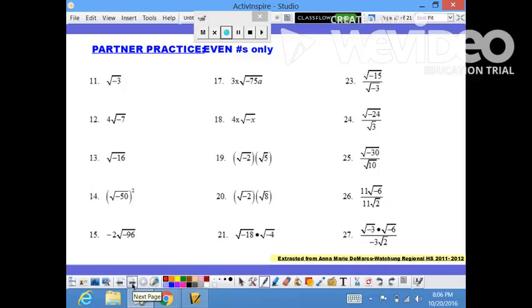So today, we practiced the even problems only. The even problems that we were looking at were 12, 14, 18, 20, 24, and 26. We practiced those in partners, that way we can get used to seeing the negative under the square root sign.